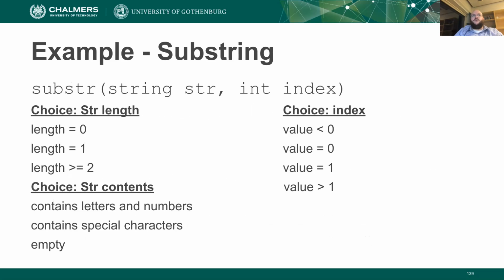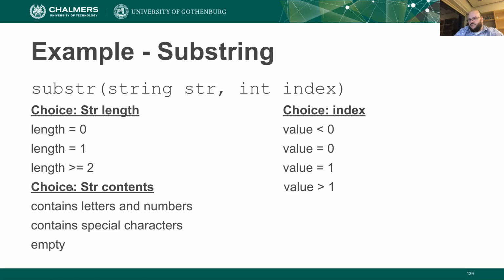Right, so to give a simple example, we have a substring function. It takes in a string and an index, and it returns everything from the beginning of the string to this index. Now, for this high-level substring functionality, we identify three choices when we're testing. We have the length of the string that we control, we have the contents of the string, and we have the value of the index we pass in, right? So three things.